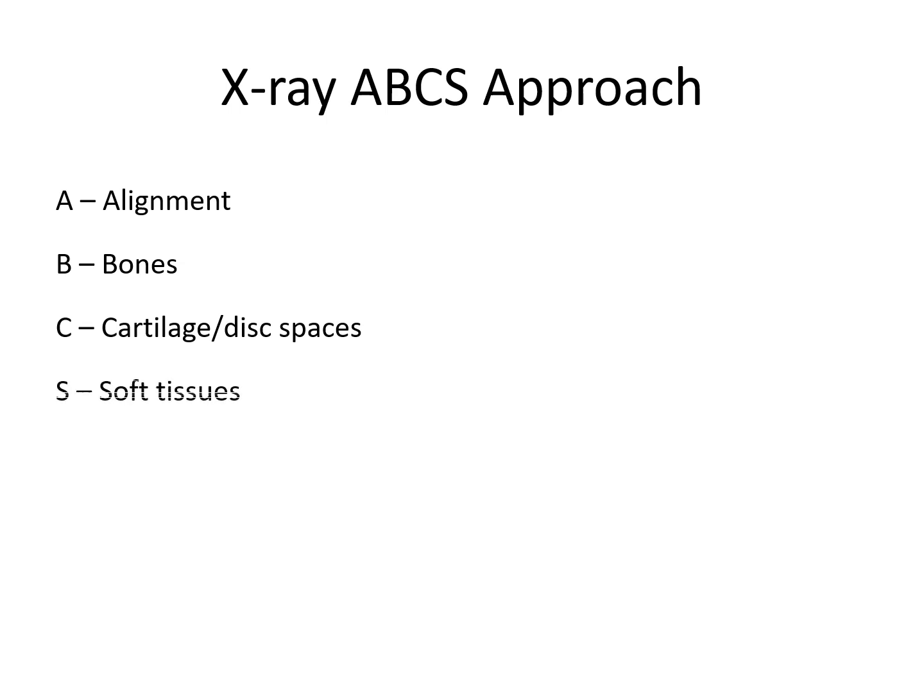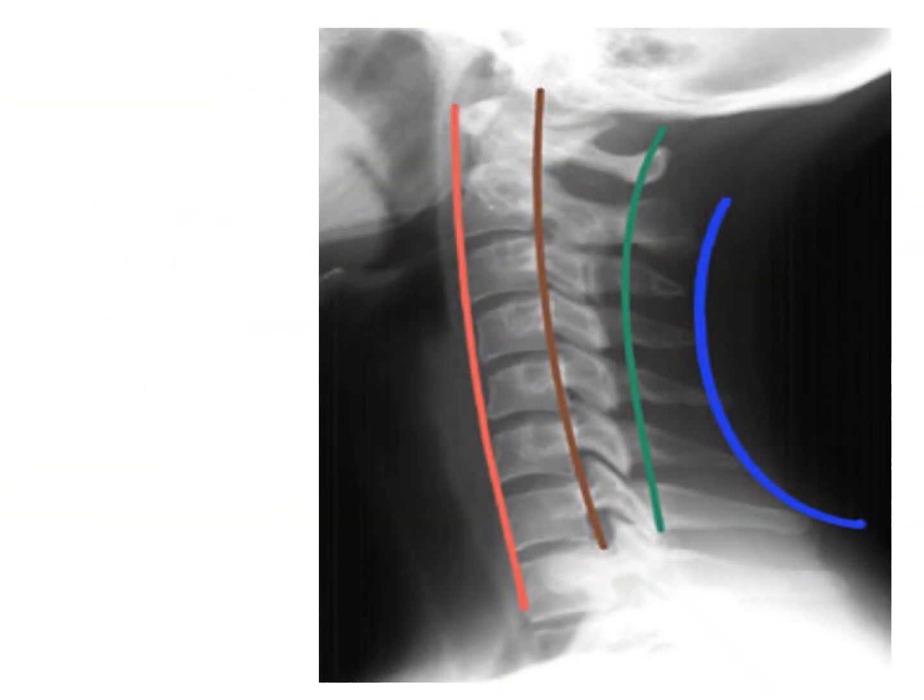Now the X-ray ABCS approach for fracture of the spine. A is for alignment, B for bone, C for cartilage or disc, and S for soft tissue. For alignment of the spine, we can see here there are 4 lines: anterior vertebral line, posterior vertebral line, spinolaminar line and posterior spinous line. The red one is the anterior vertebral line, the frontal edges of the vertebral bodies, and it should form a smooth curve, that is the lordosis, which is seen in the cervical as well as the lumbar spine.